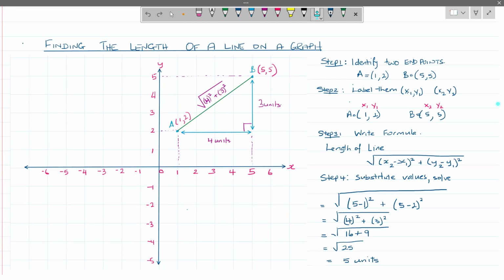You should never get a negative number. If you get a negative number, it's because you did something wrong, right? The square of any number is going to be positive. So I'm going to get 16 and 9. And if I add 16 and 9 together, I will get 25, right? And the square root of 25 will give me 5 units. So the length of this line, AB, or the distance between AB, is 5 units. If we measure this, we should get 5.